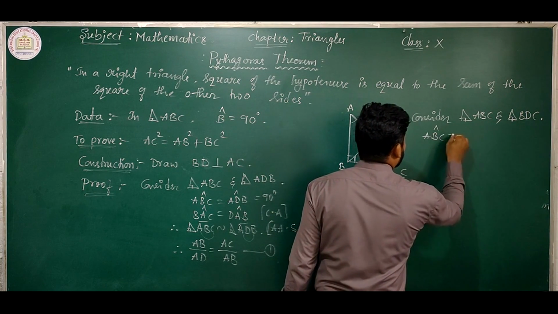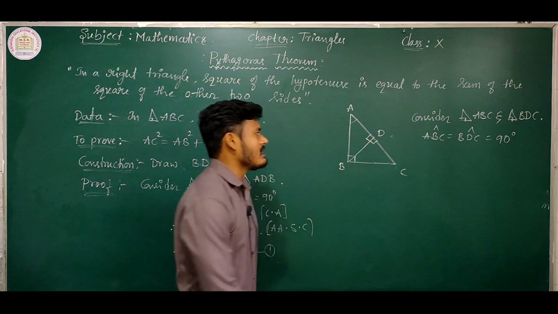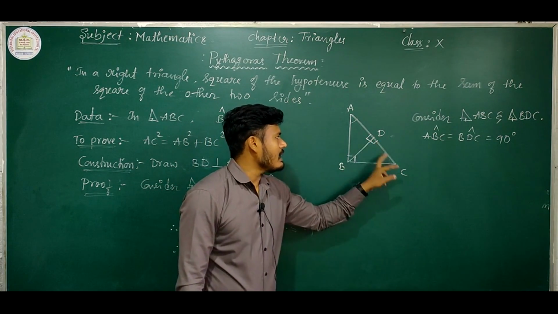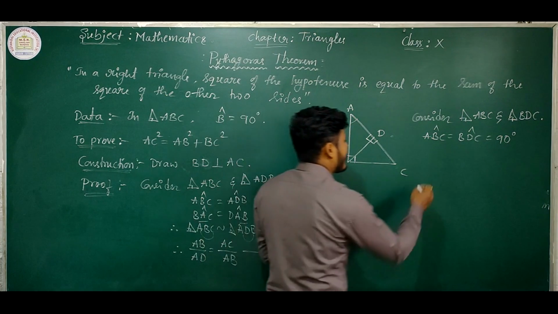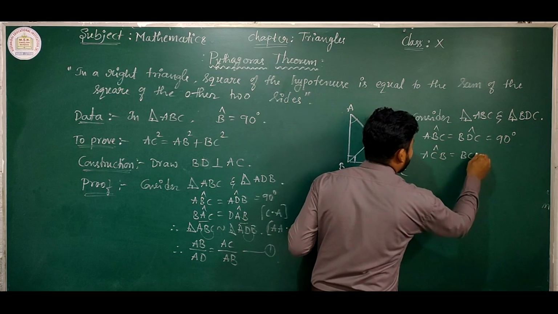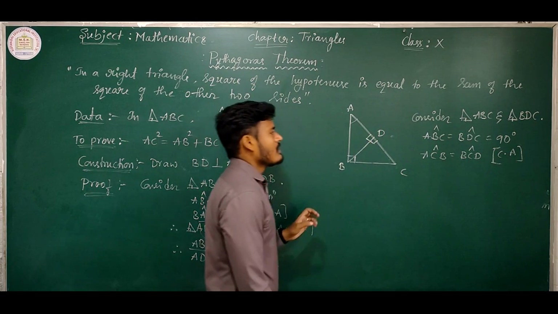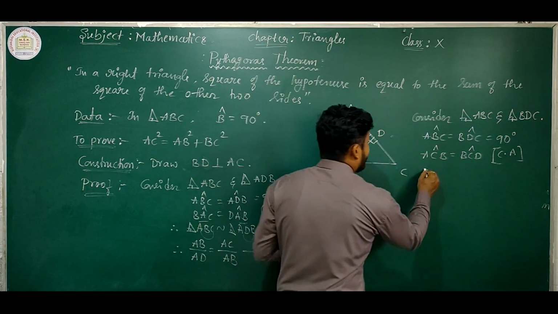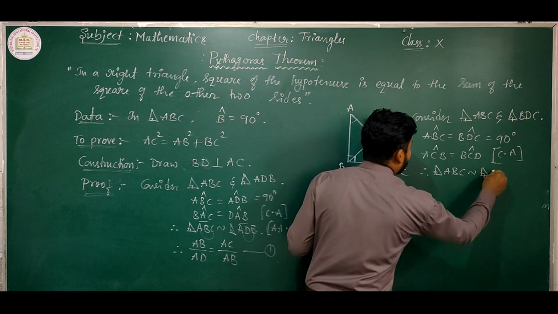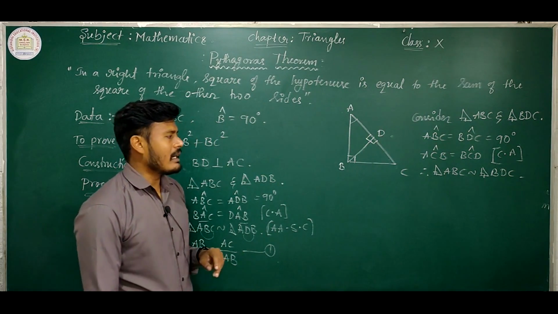Angle ABC is equal to angle BDC, because these two are right angles. And then one more angle is there, that is angle C, which is the common angle of both triangles, BDC as well as ABC. That's why we can write angle ACB is equal to angle BCD. Both are common angles. So after observing these two angles, we conclude that right angle triangle ABC is similar to right angle triangle BDC.